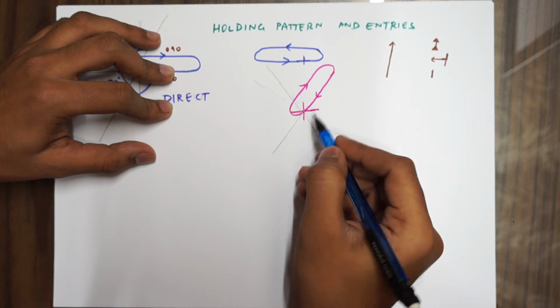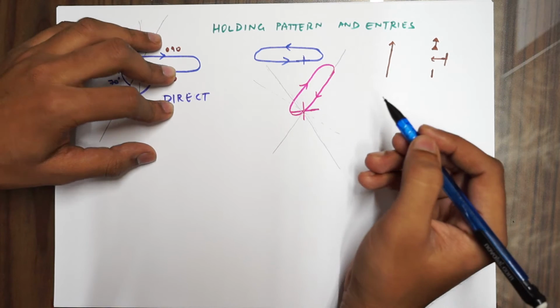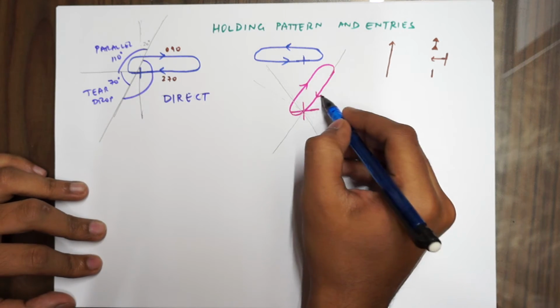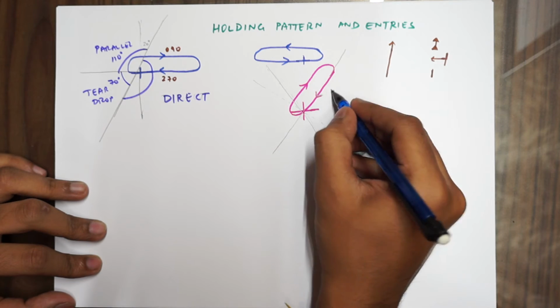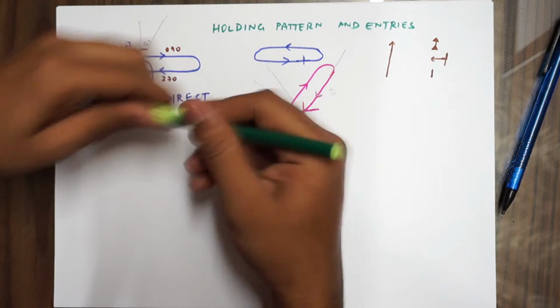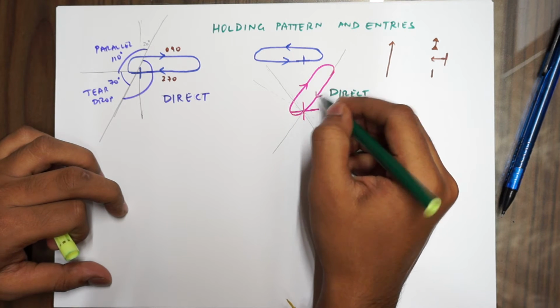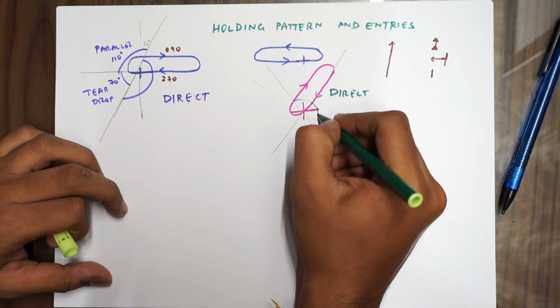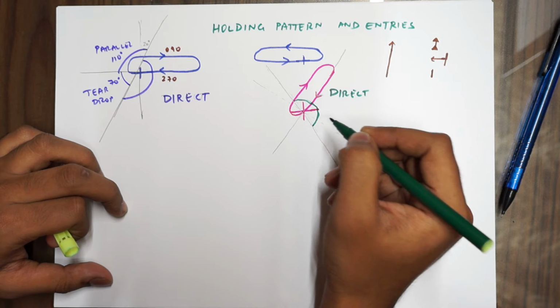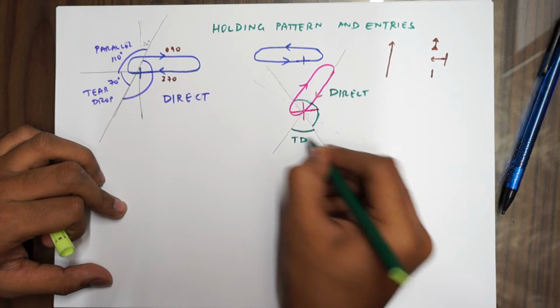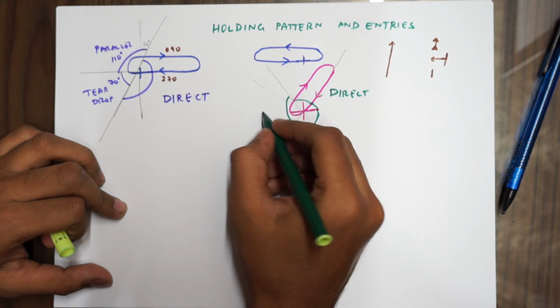Extensions. Now if you see this sector, the bigger sector in which the arrow is pointing towards the station is your direct sector. The bigger sector, the 180-degree sector, is your direct sector. The smaller sector here, which is 70 degrees, is your teardrop, and the 110 sector is your parallel.